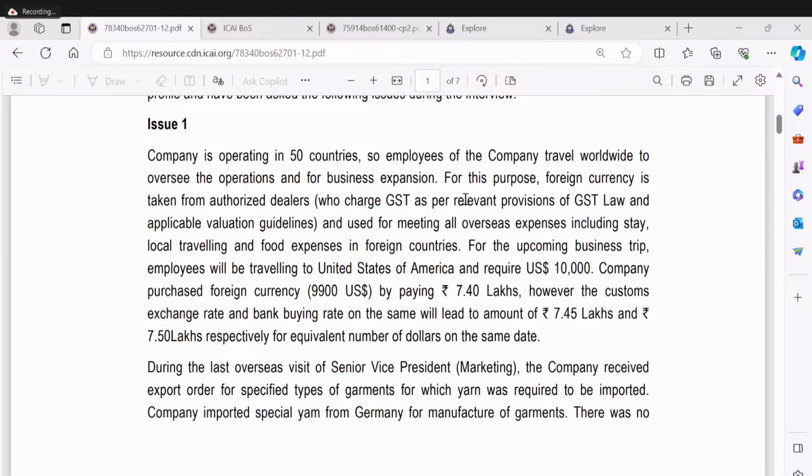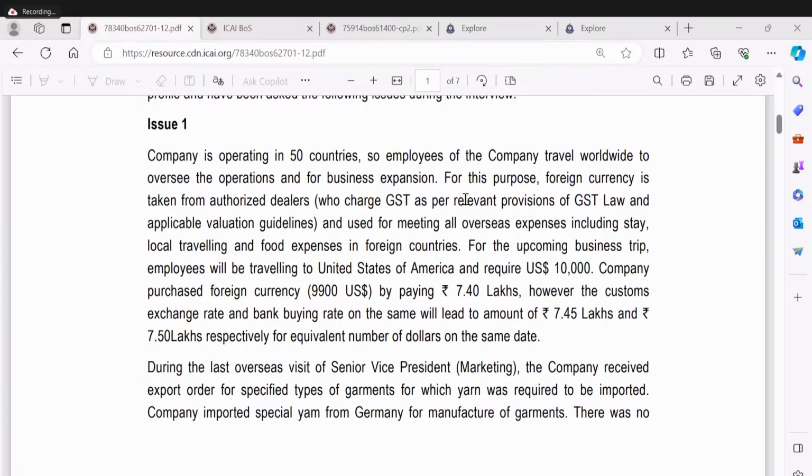Now, though the question itself specifies that the GST is being charged by the dealers who are selling the foreign currency, because foreign currency you have to purchase from the authorized dealers, or in case you want to sell your foreign currency, that could also be a case. In this case, we are purchasing foreign currency because we want our employees to travel abroad. Now, this purchase and sale of foreign currency is liable to GST.